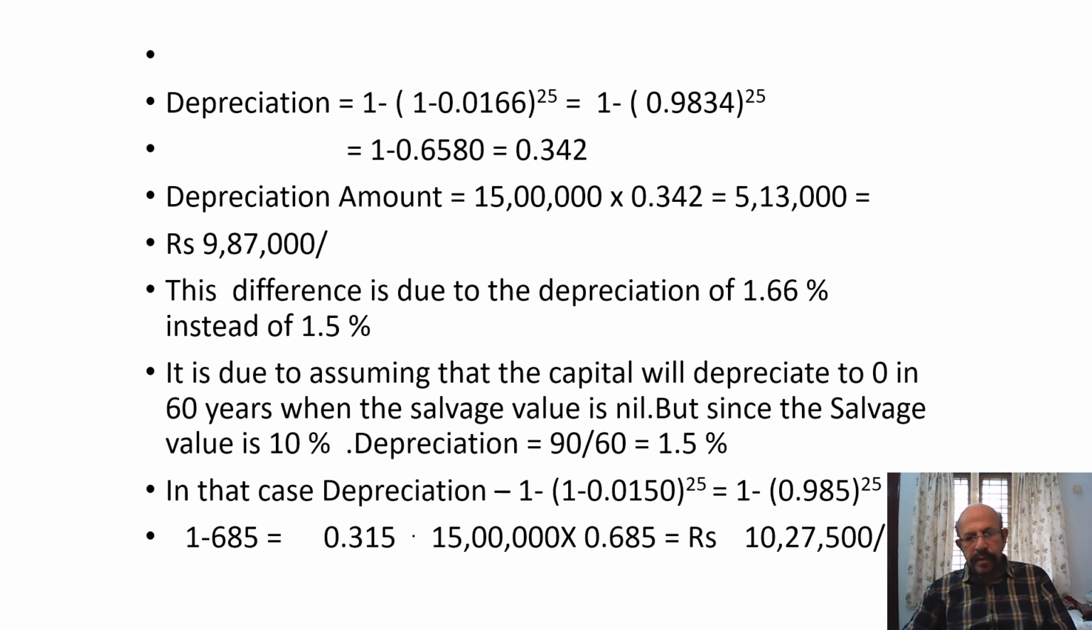There is a difference between the 10,27,500 worked out in the previous problem and here, taking the depreciation as 1.66, the amount works out to 9,87,000. This difference of 1.66% instead of 1.5% is due to assuming that the capital will depreciate to 0 in 60 years when the salvage value is nil. But since the salvage value is 10%, the depreciation will come to 1.5%. So if you work out with 1.5%, it will again come to rupees 10,27,500, same as we have worked out in the previous problem.